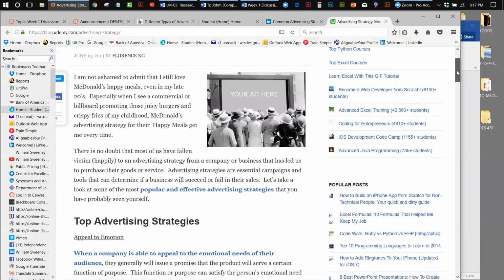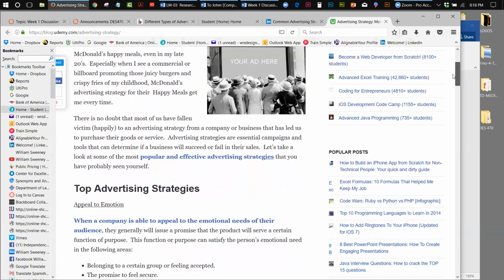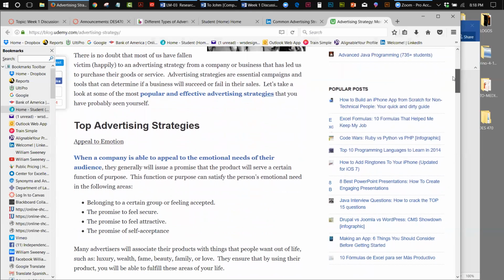I'm not ashamed to admit that I still love McDonald's Happy Meals, even in my late 20s. There's no doubt that most of us have fallen victim to an advertising strategy from a company or business that has led us to purchase their goods or service. Advertising strategies are essential campaigns and tools that can determine if a business will succeed or fail in their sales. So this is good because it tells you specifically what you're going to be working on and how important it is. It's very important for you to think about what you want to do with the particular campaign that you're going to build for the company that you're going to be working your strategy for.